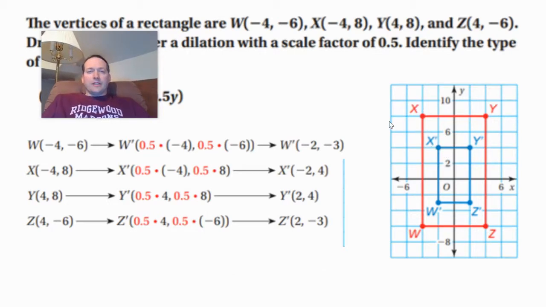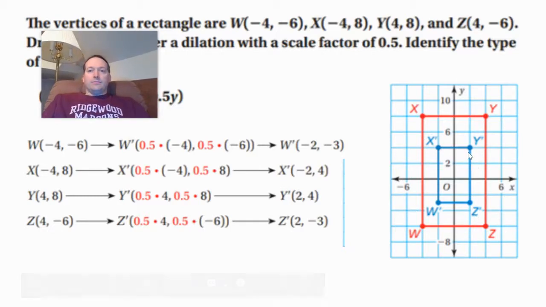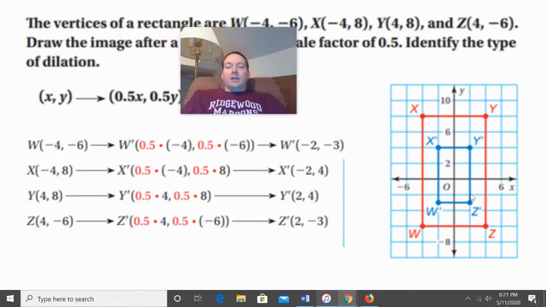So which one is which? The red one is the original, and then the blue one is the image, the image with the dilation. So now we talked a little bit about scale factor. If you notice, we went from this one to this one. The scale factor was 0.5. There's actually another scale factor if I went from the small one to the big one.